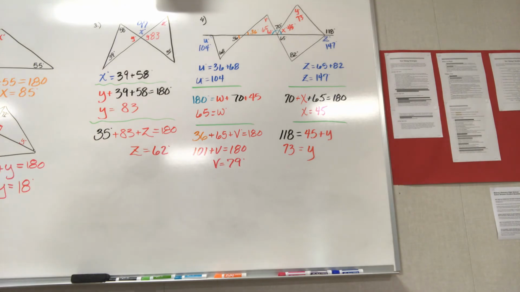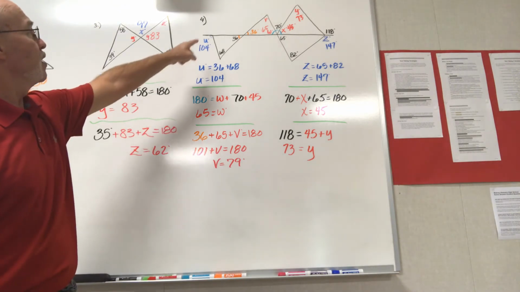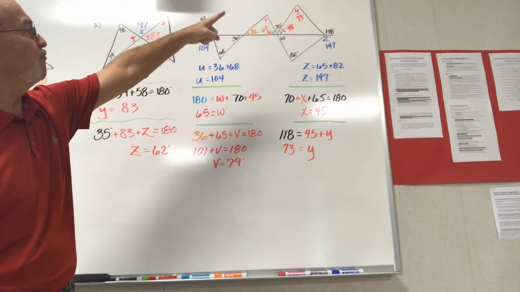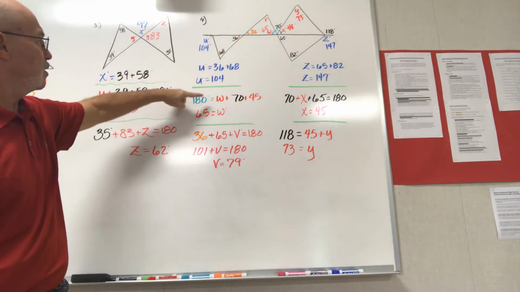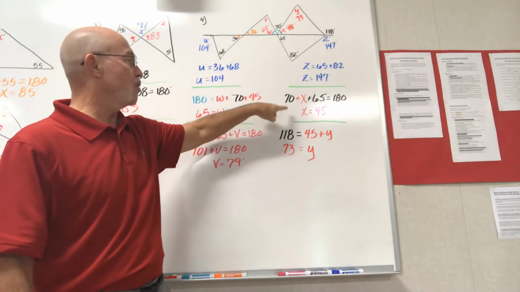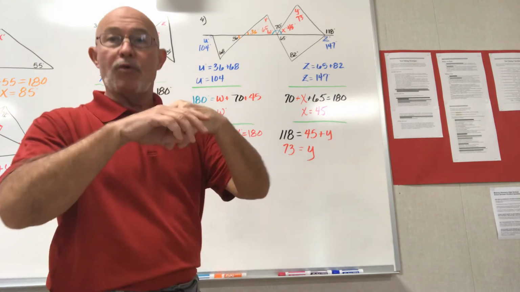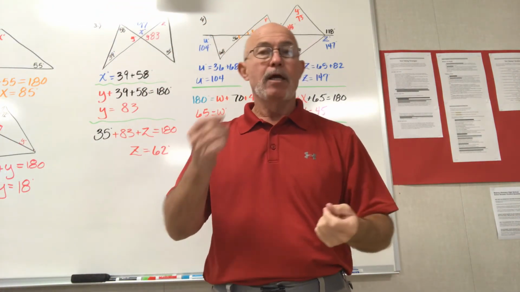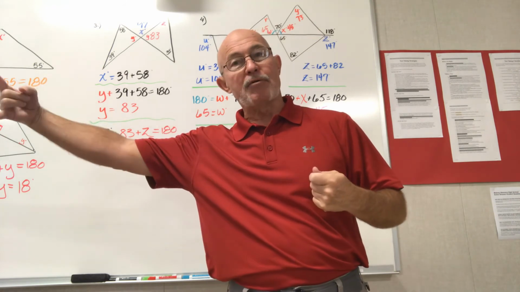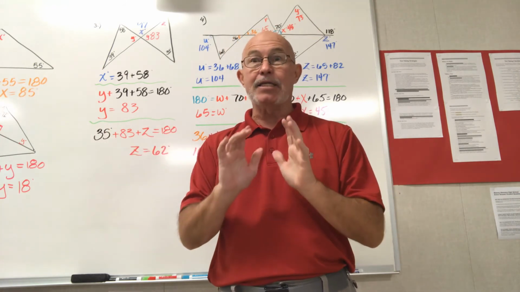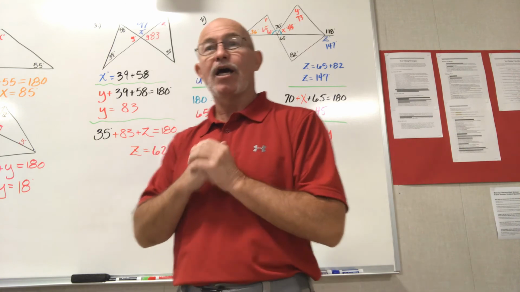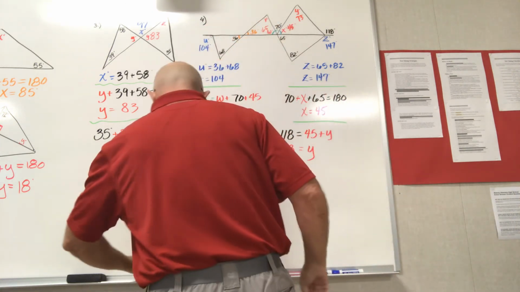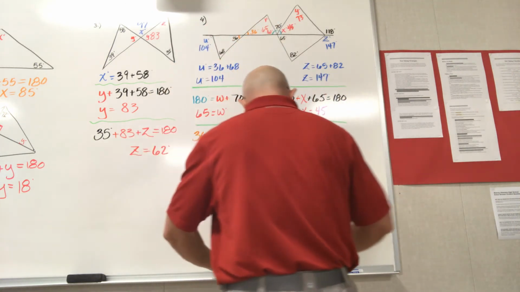Let's see, we needed to find 1, 2, 3, 4, 5, 6 variables. With straight lines, 180, or triangles, 180. Exterior angles, sum of the opposite interior angles, the ones that are not adjacent. Okay, let's move. We'll go next door.